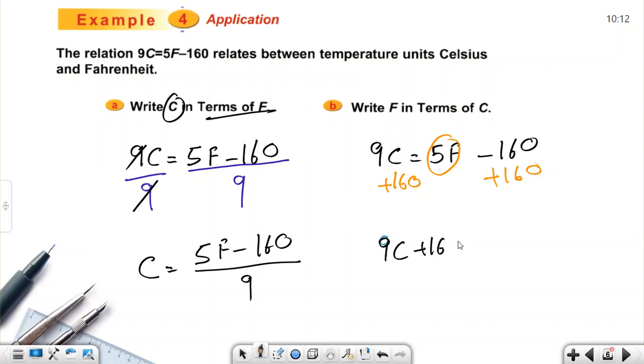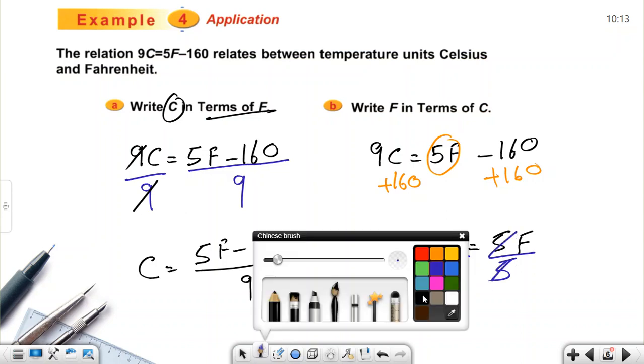9C plus 160 equals 5F. I don't want 5 times F, I want to write F in terms of C, so I don't want this 5. If it's 5 times F, I can divide by 5 on both sides. When you divide both sides, you need to divide everything on the other side by 5. So 5 divided by 5 will be 1, only F left.